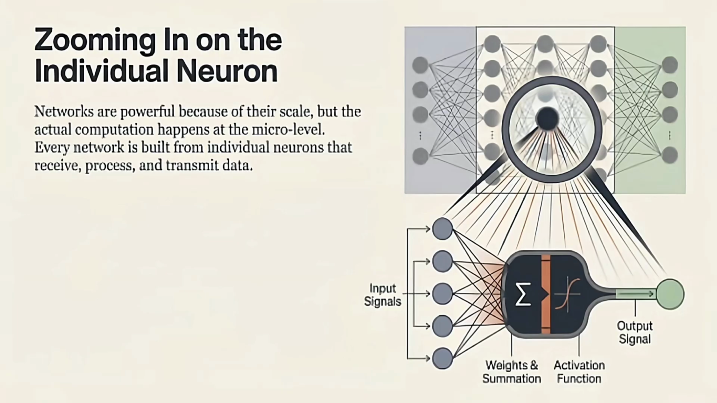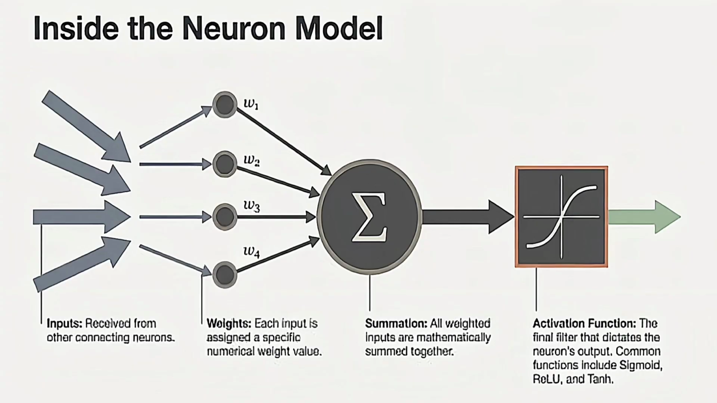Zooming in on the individual neuron. Networks are powerful because of their scale, but the actual computation happens at the microlevel. Every network is built from individual neurons that receive, process, and transmit data. Each neuron in the neural network performs several steps. First, it receives inputs from previous neurons. Each input has a weight that represents its importance. These weighted inputs are summed together and pass through an activation function to produce the output of that neuron.